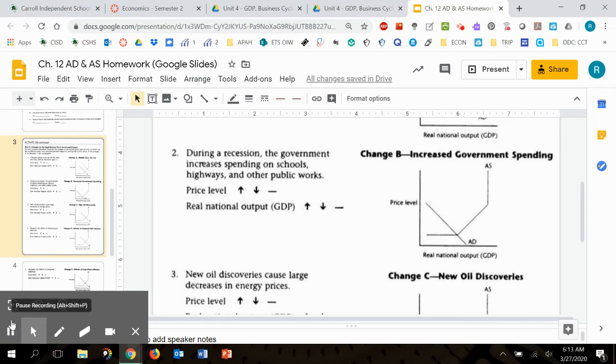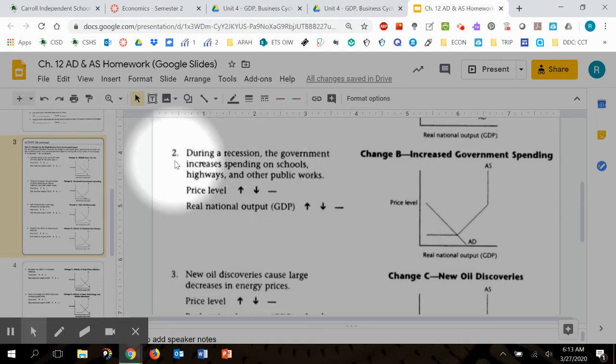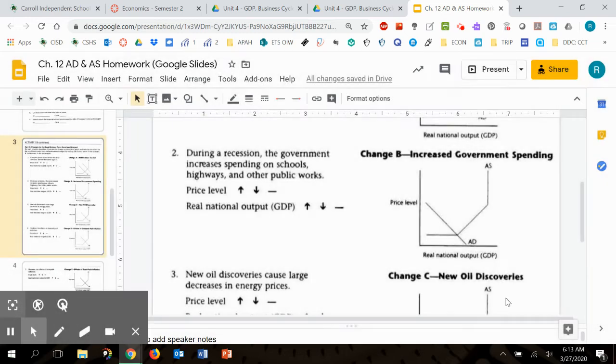If we find the government increases spending on schools, highways, and other public works, we now know they're trying to bring AD back up into range 2. So that means I can take a line and put my answer somewhere in here.